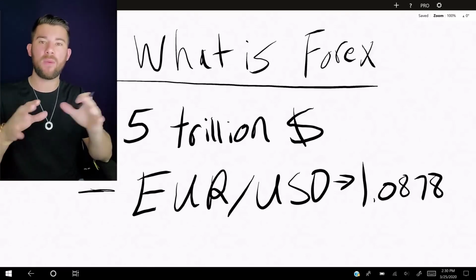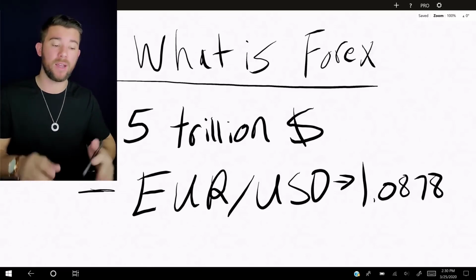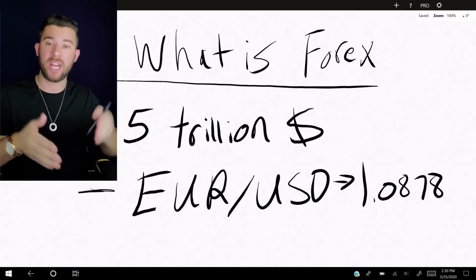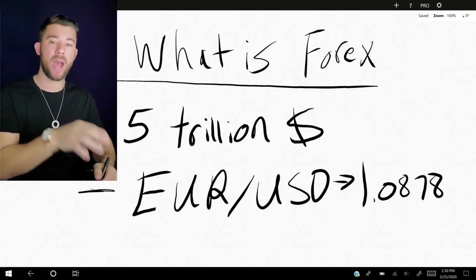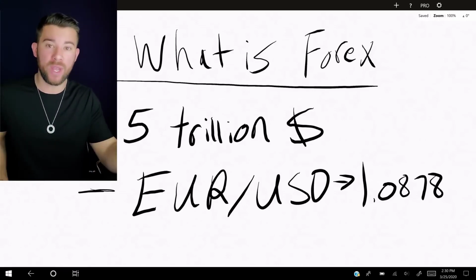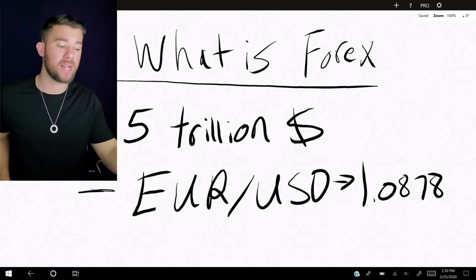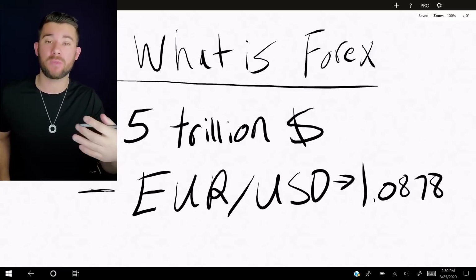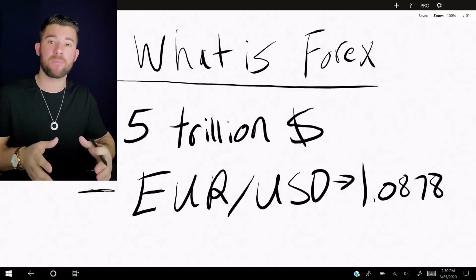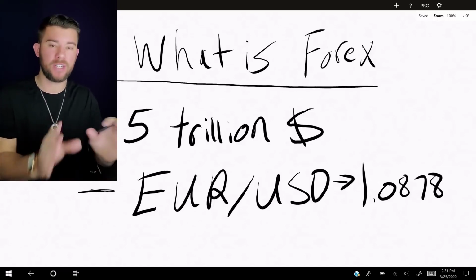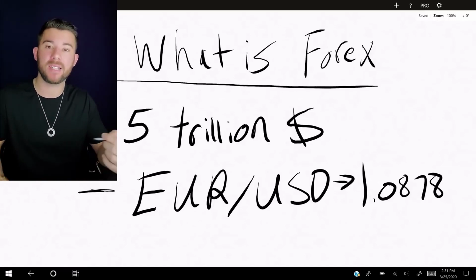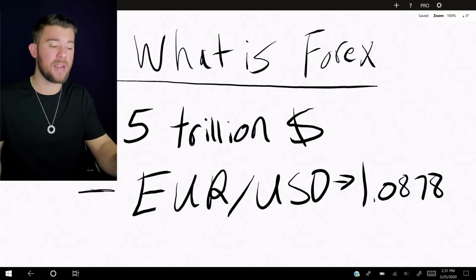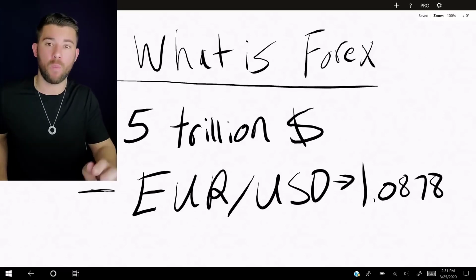Now, the way we make money in the Forex market, remember we're trading based on the exchange rate between two different currencies, and the way you actually make money is when this exchange rate rises and falls. So these exchange rates fluctuate depending on the strength and valuation of each of these currencies, the euro and the dollar. So if the euro rises in value, then it's going to take more dollars for you to get €1.